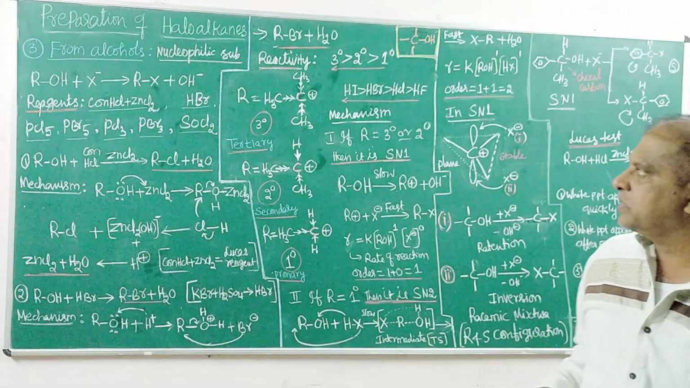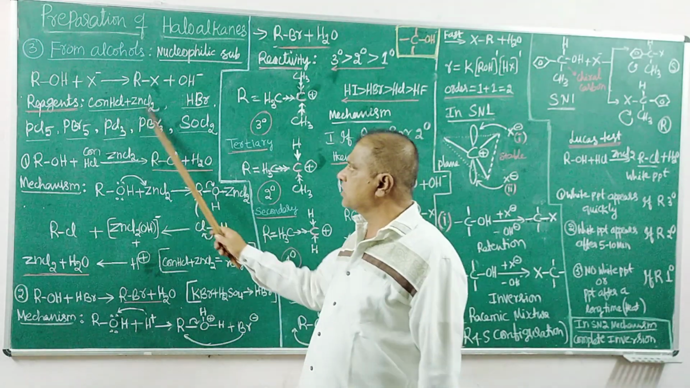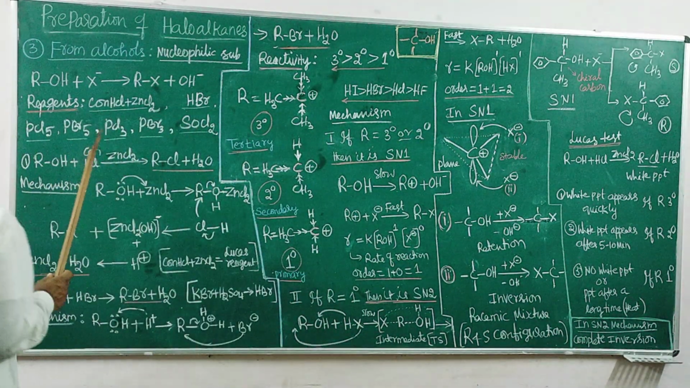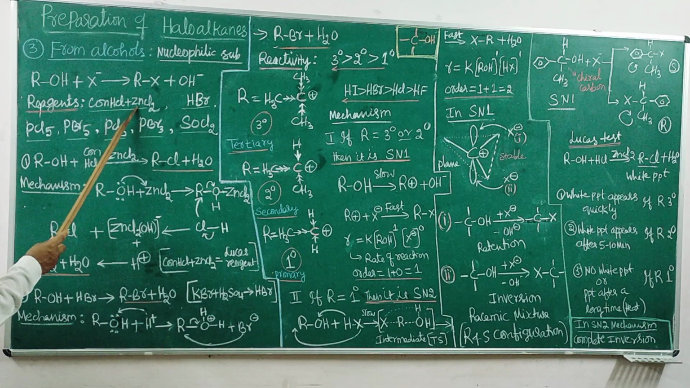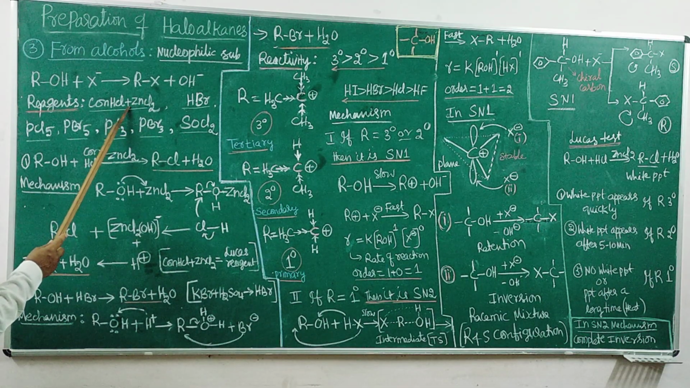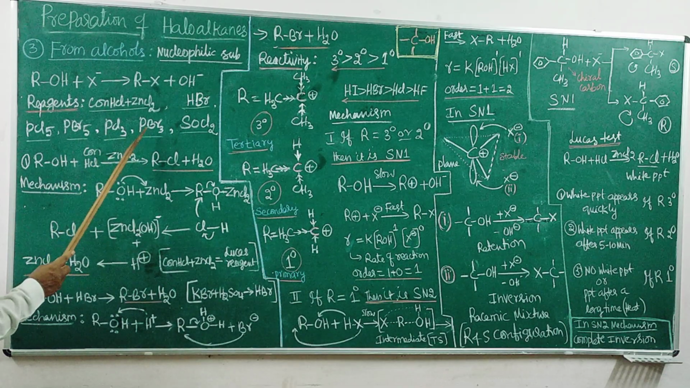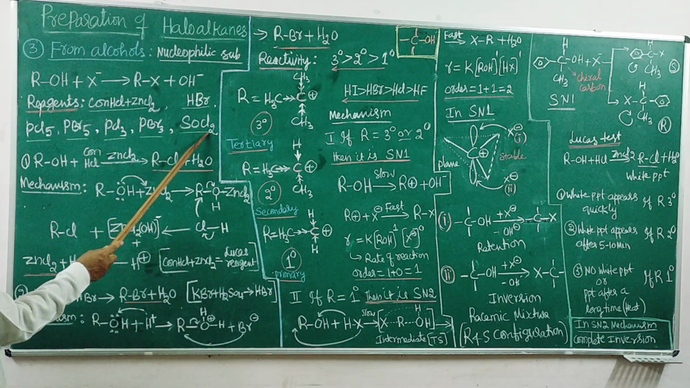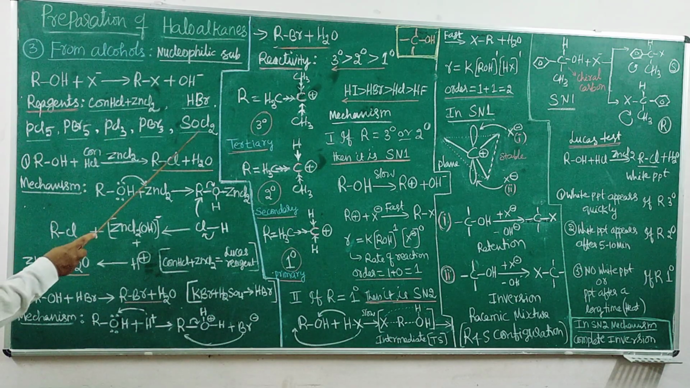In the preparation of these compounds, let us see what reagents are used. There is a reagent, concentrated HCl plus anhydrous zinc chloride. This is one reagent, also called the Lucas reagent. Others are HBr, PCl5, PBr5, PCl3, PBr3, SOCl2. For making the halogen derivatives, we can use these reagents. This one, this one, this one, and this one.